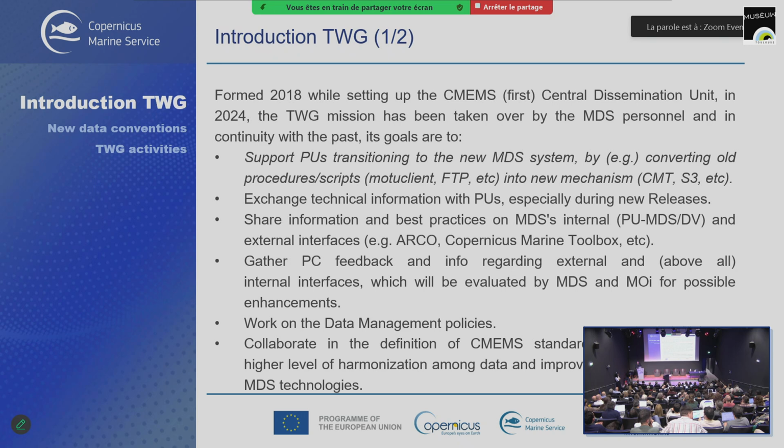And the technical working group, just as a reminder for the new production centers, and more important for the new production unit, is a group that has been set up in 2018 when we first introduced the centralized dissemination unit for sustaining the transition for the producers on the upload phase and to help them to fill the gap between the technology and the science they were providing.